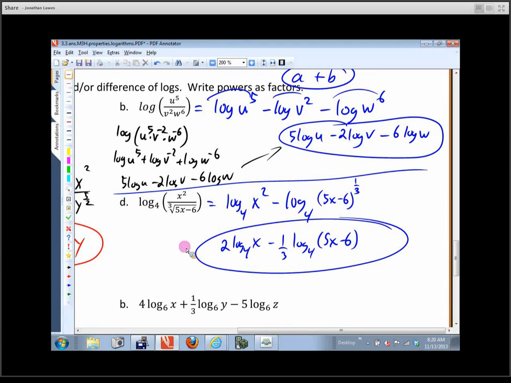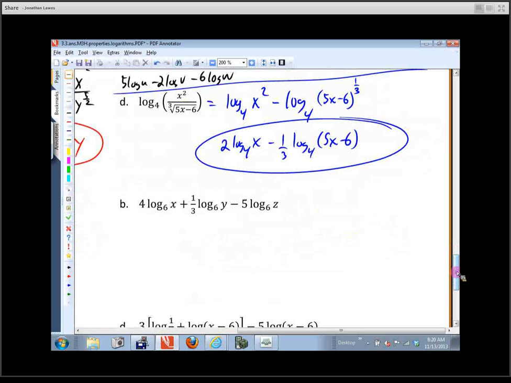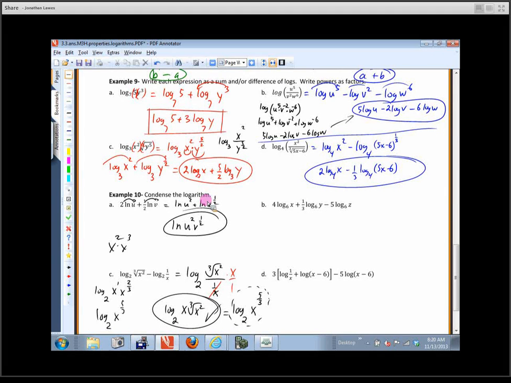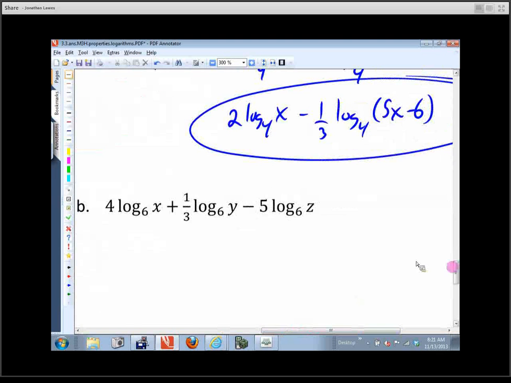Again, all we're doing here is just manipulating these. Okay, any questions? Okay, so the instructions for this part of the assignment were different. On number 10 it says condense the logarithm. In other words, write it as a single logarithm. Here we took a single logarithm and we broke it up into a bunch of different parts. Here we're going to take a bunch of logarithms and condense it and write it as one single logarithm. Okay? So we're going to take this one and rewrite it.